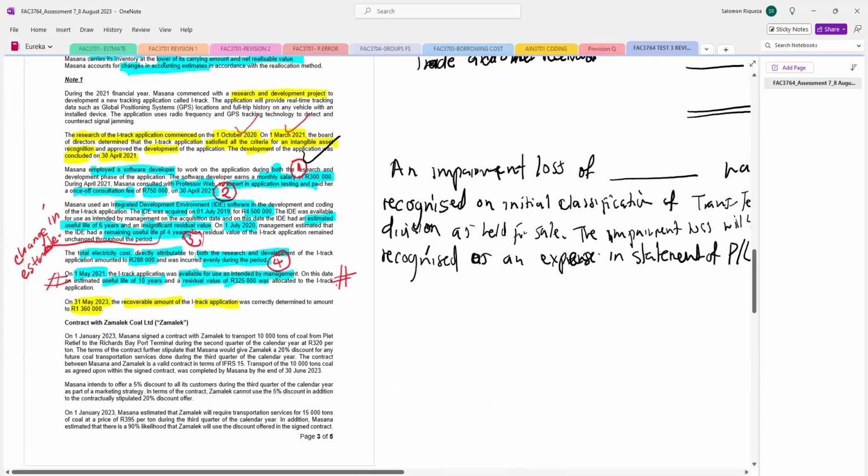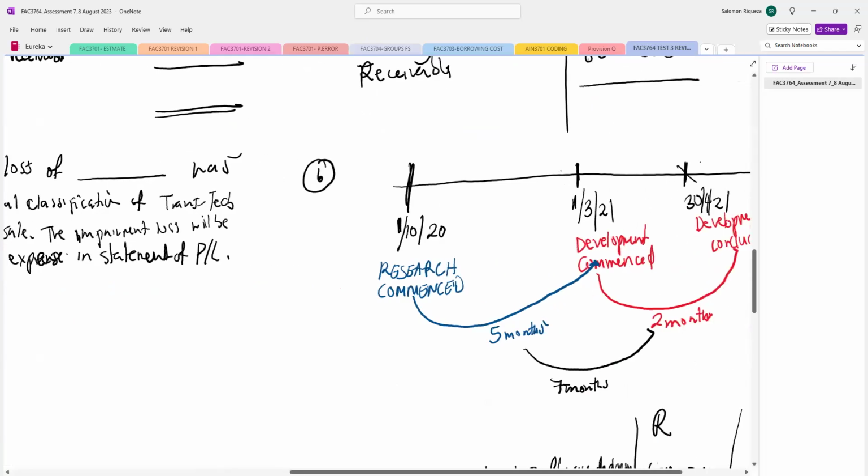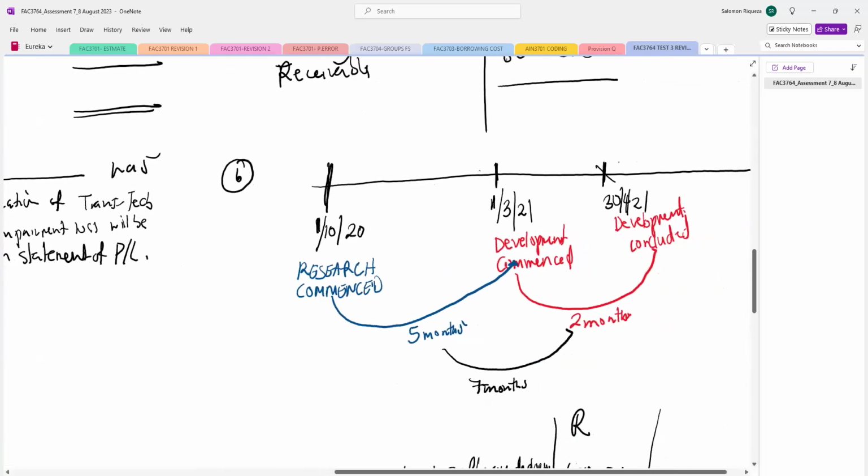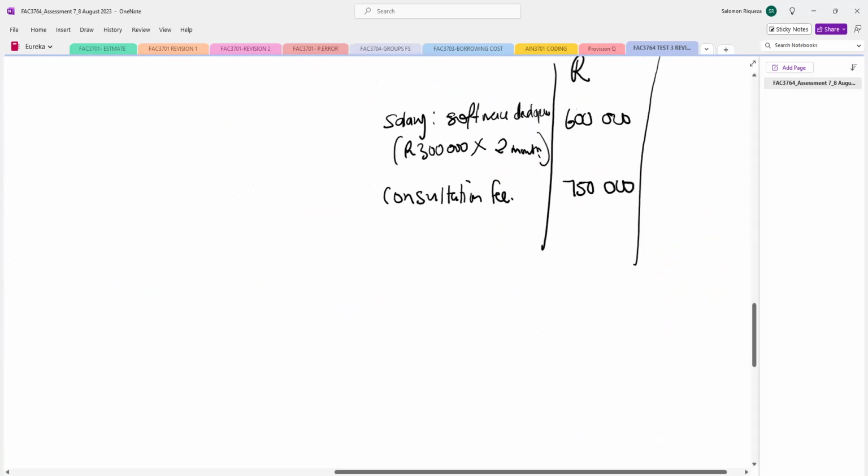Okay, so we're done with 1, we're done with 2. We go to 3. 3 is where they use the IDE. Now, here we have to be quite careful. We have to put our dates and everything in place. What we need here is the amortization, and we need the amortization within this period, not just any amortization, the amortization for the development period for only 2 months falling in that period.